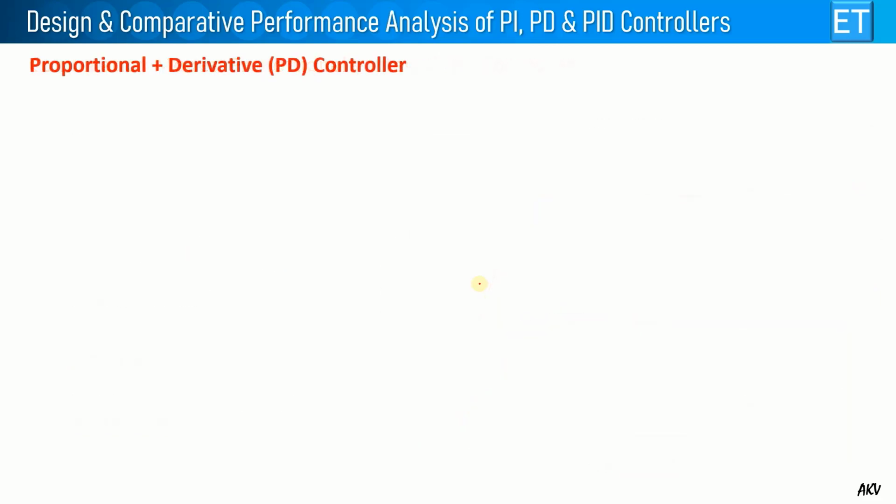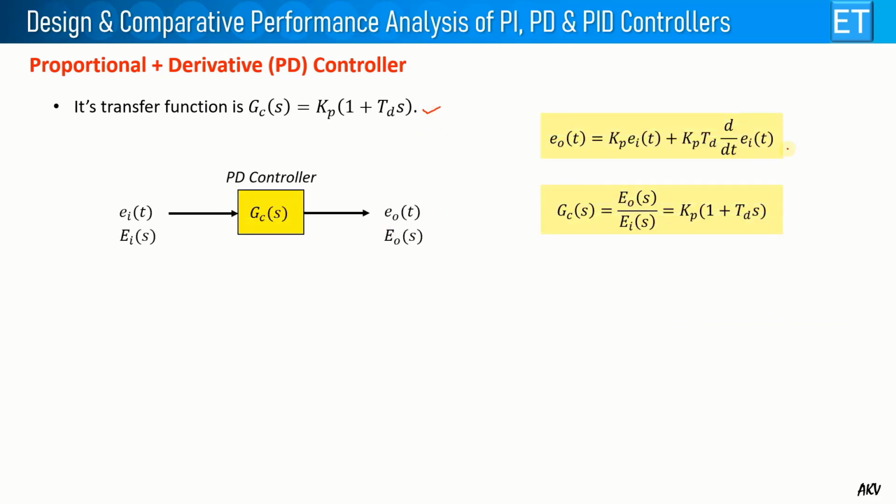So now let us go through the PD controller, that is the proportional and derivative controller. So this is its transfer function, and this is the time domain equation. We can see that this is the P part, I mean the error is multiplied by some gain K_P, and here this is the D part where the error is differentiated, I mean the input is differentiated and then multiplied with the gain, and this is the frequency domain equation. So this is the transfer function of your controller, that is K_P + T_D s.